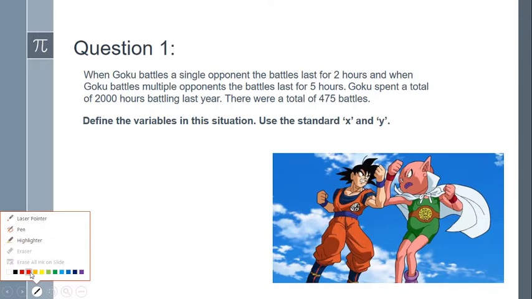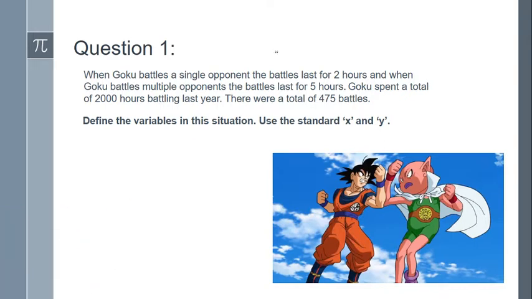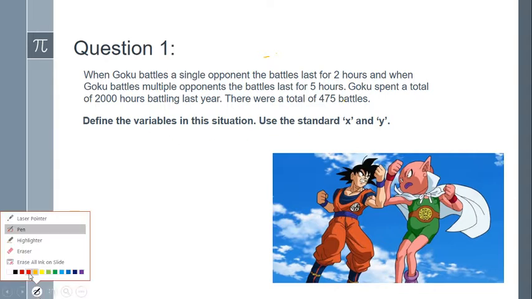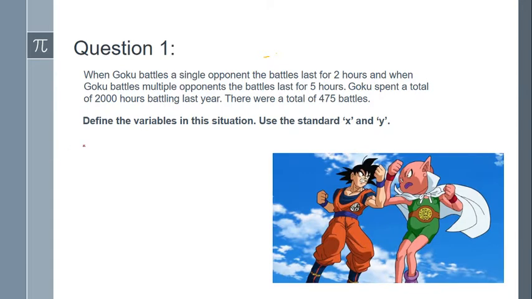So I'm going to go through our problem. When he battles a single opponent, the battles last for 2 hours. When he battles multiple, they last for 5. Then we know how many total hours he spent battling, and we know how many total battles there were. So in this case, what we need to define a variables for, the X and the Y, is the number of battles.